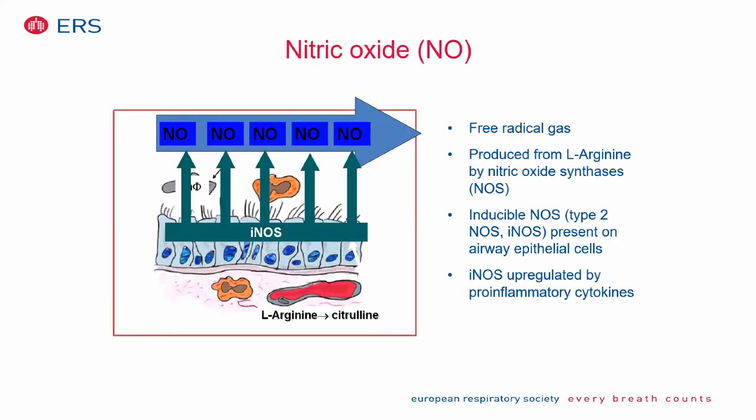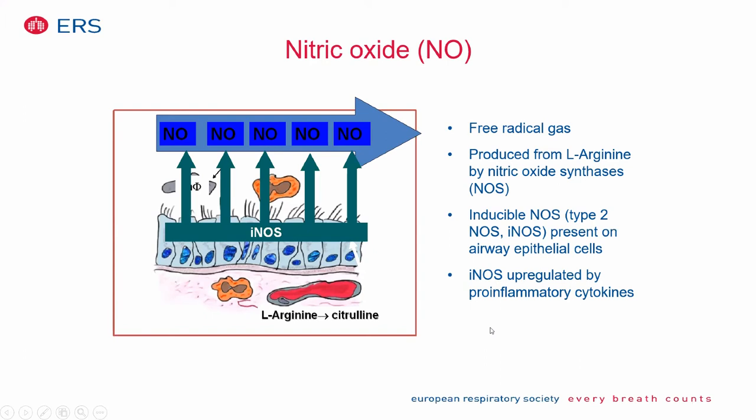Nitric oxide is a gas that is produced by the metabolization of L-arginine, which is an amino acid, into citrulline. This occurs everywhere in the body, but especially it can occur in the lung epithelial cells under the influence of inflammation and pro-inflammatory cytokines.